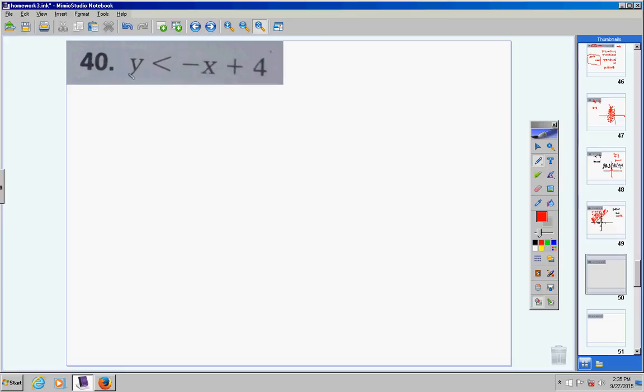Now number 40 has y by itself again. I'm going to do this one a little differently. Let's walk through this step by step. First of all, I see that I have an inequality with two variables, x and y. So I know my line, or my boundary, is not going to be horizontal, it's not going to be vertical, it's going to be slanted. Number 2, I'm going to rewrite it or pretend that I have an equal sign.